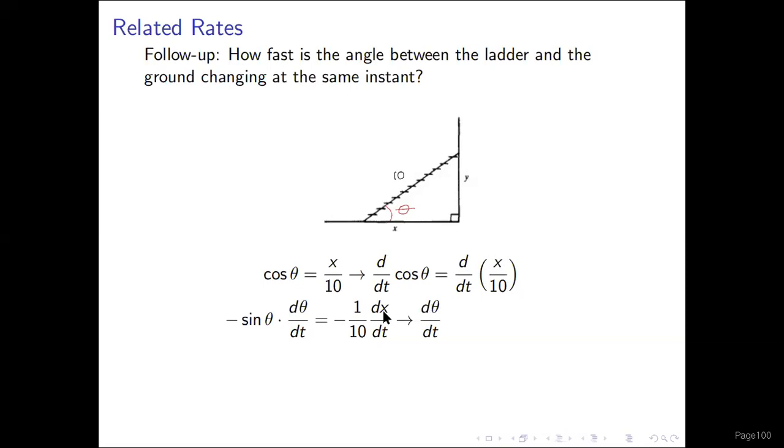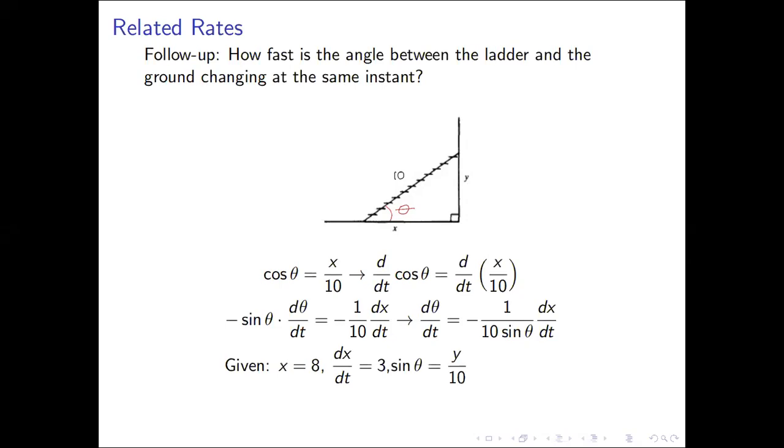So this gives us, if you divide by negative sine theta, negative 1 over 10 sine theta, times dx/dt. So to get what you're looking for, which is the angular rate of change, d theta/dt, you need dx/dt, already known, and you just need one more, sine theta. You don't need theta, by the way, you just need sine theta, which can be derived from the figure here. Sine is opposite over hypotenuse, so it's y/10.